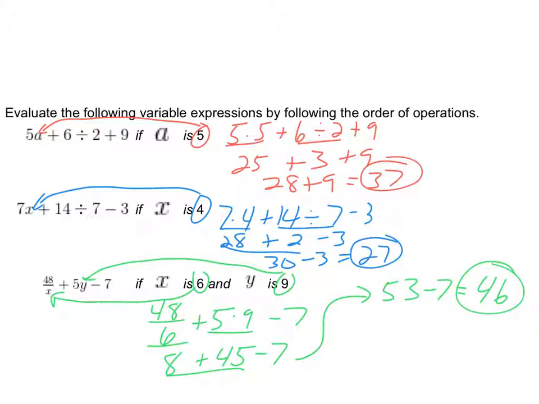For the second one, plugging 4 in for x, we get 7 times 4 plus 14 divided by 7 minus 3. 7 times 4 is 28. 14 divided by 7 is 2. 28 plus 2 minus 3. 28 plus 2 is 30. 30 minus 3 is 27.